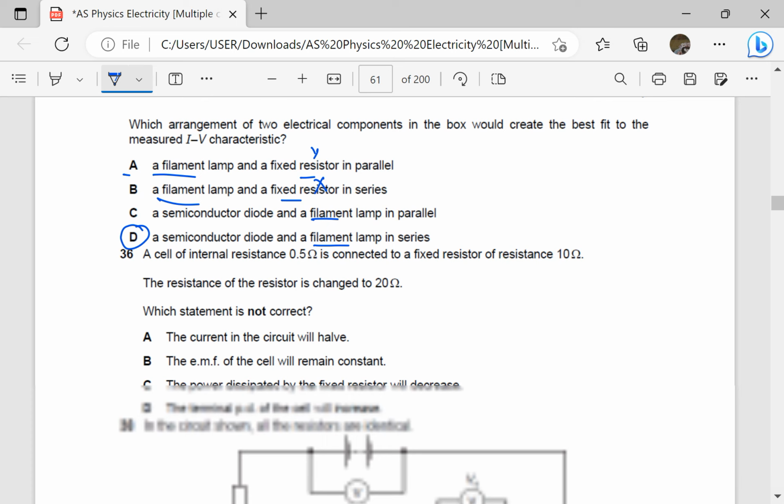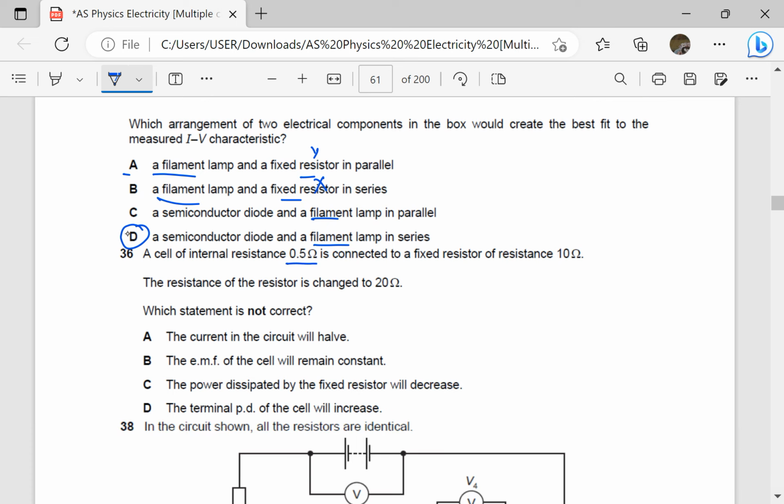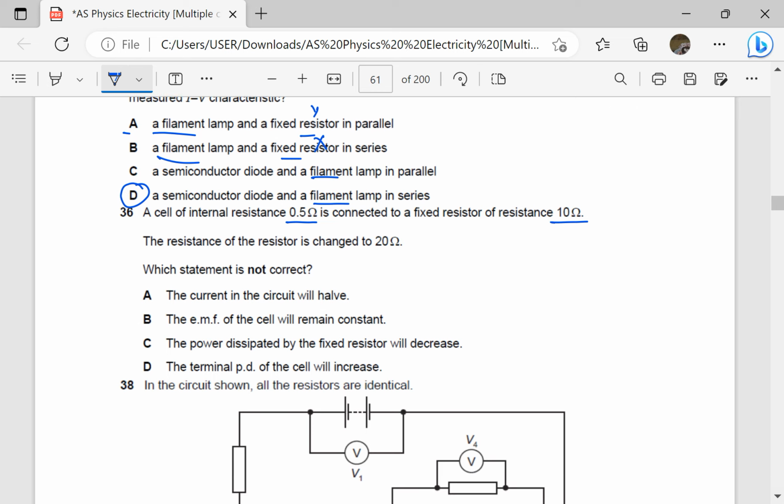A cell of internal resistance 0.5 ohms is connected to a fixed resistor of resistance 10 ohms. The resistance of the resistor is changed to 20. Which statement is not correct? So we have a cell, we have initially 10 ohms joined to a cell with internal resistance. The internal resistance, small r, is 0.5.